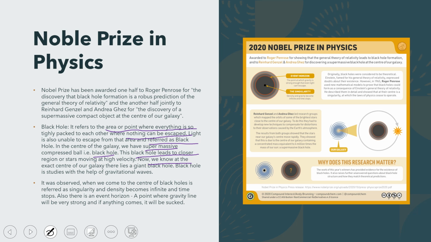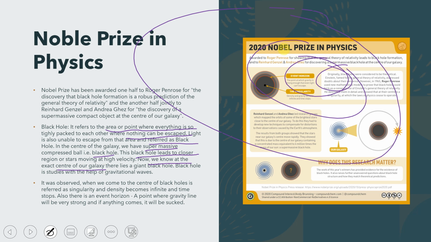Now we know that the exact center of our galaxy, if we suppose this is the universe and our planet is revolving around it, whatever the center of our galaxy is, there will be a giant black hole. A black hole is studied with the help of nothing but gravitational force, since everything is revolving around it through gravitational force only, and the black hole has an infinite amount of gravitational force.